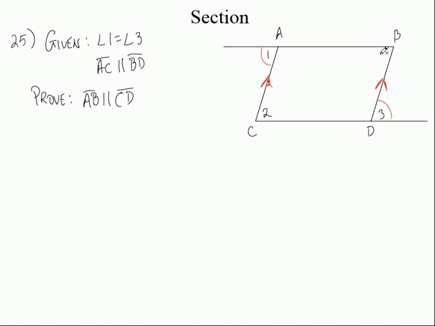Alternate interior angles. So if this angle is equal to this angle, what would be true about this line and this line right here? They got to be parallel. But I don't know this angle, do I? All right. So what angles do they give us? They give us this one and this one.